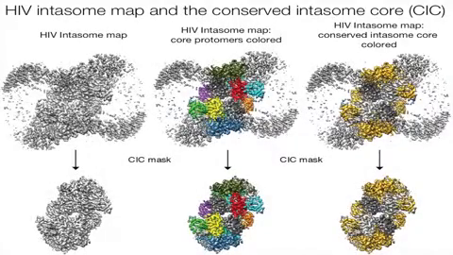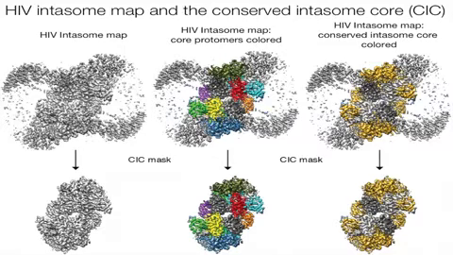So these are the maps that we obtain using the workflow. On this slide, the same map is shown in 3 different ways. On the left is the raw map. In the middle is the same map colored by the Integrase protomers surrounding and bound to the lentiviral DNA. There's 8 of them, or at least domains of 8 Integrase protomers. And on the right is what is known as the conserved intasome core. Now, the conserved intasome core is comprised of Integrase protomers that are, as the name implies, conserved among retroviral species.